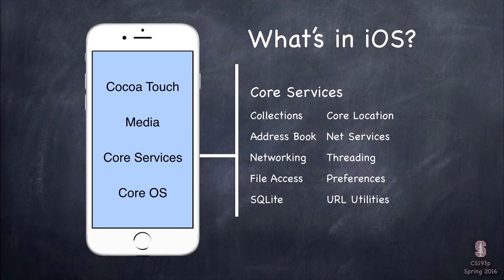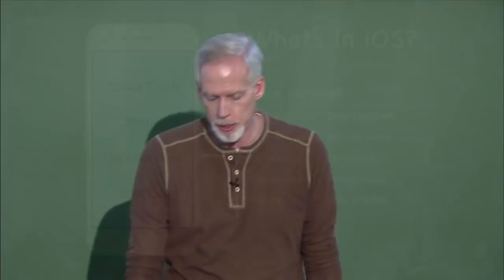Next, there's a Core Services layer. Because we want to program in object-oriented programming as much as possible, there is a layer which is written in an object-oriented language on top of Unix, so you can get at things like networking and multi-threading and preferences and SQL for databases. You can get at these things using object-oriented APIs. So this is kind of an object-oriented layer on top of the Core OS. But there's no UI in this layer. This is kind of the base layer.